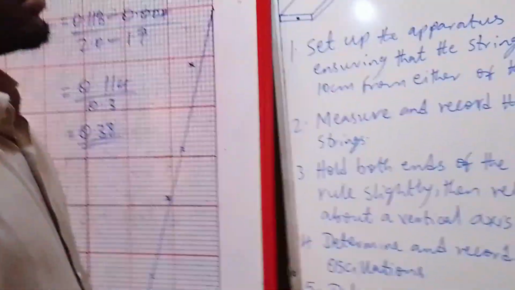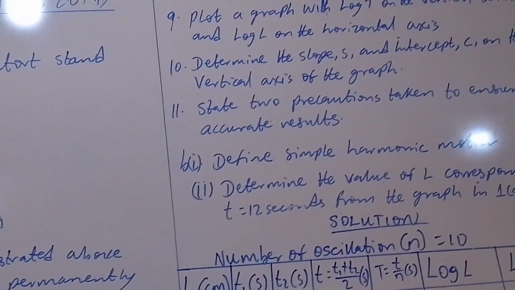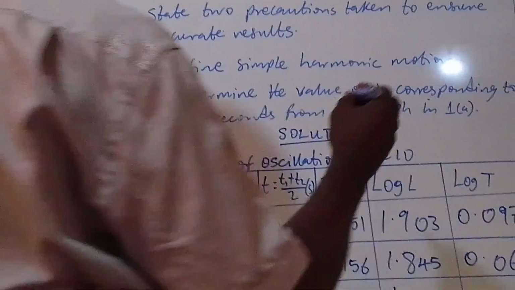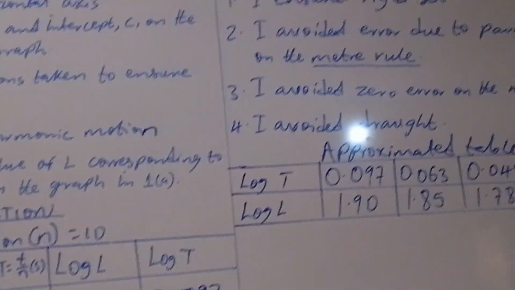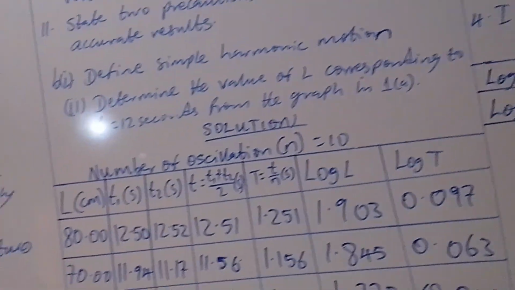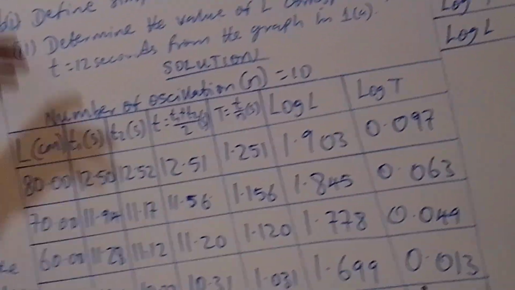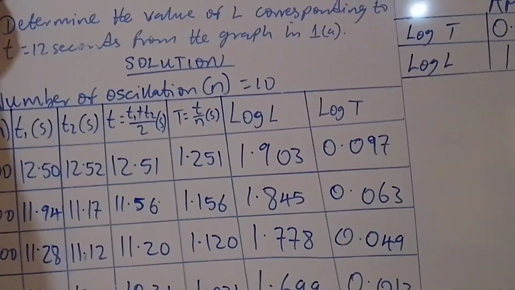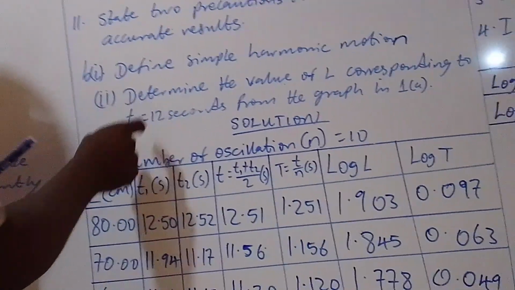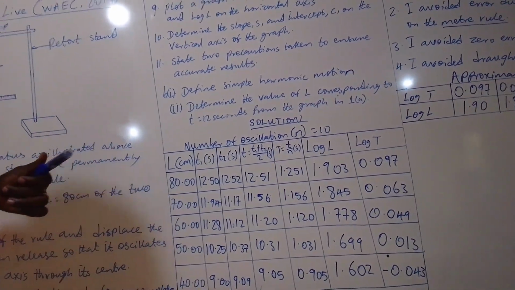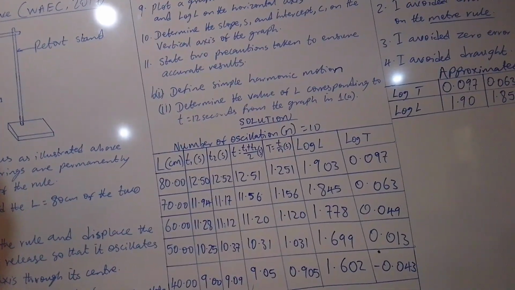Okay, then the next question: state the precautions, and then define simple harmonic motion, which is B1. So in WAEC, from everything we have done till this point, we give you 21 marks. This is 2 marks, another 2 marks. That will give you a total of 25 marks.